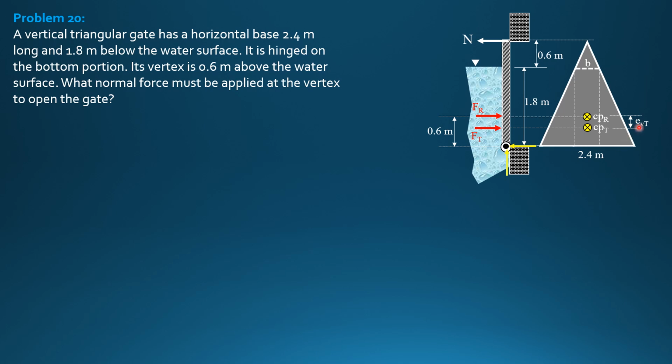We experienced this before, but we still have to solve for E sub Vt. I don't want you to memorize the results in the preceding problems. So this is our working equation. We sum up moments about the hinge at the bottom. Counterclockwise moment: N times 2.4 equals Fr times 0.6 plus Ft times quantity 0.6 minus E sub Vt. This center of pressure of the rectangle is the centroid of the triangle portion, so the distance from the bottom is 0.6, then minus E sub Vt, because E sub Vt is the distance between the centroid of the triangle and the center of pressure of the triangular portion.